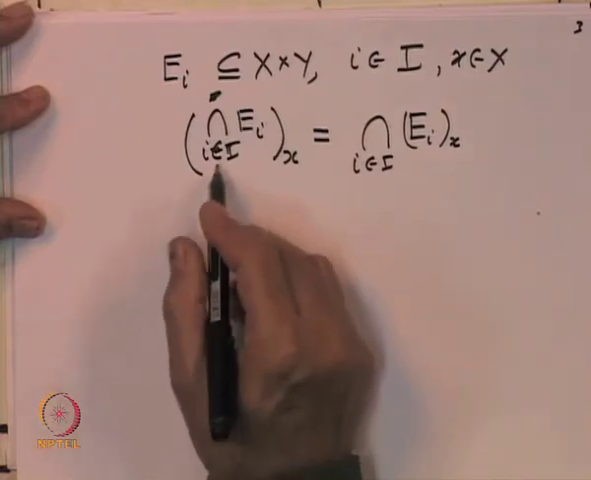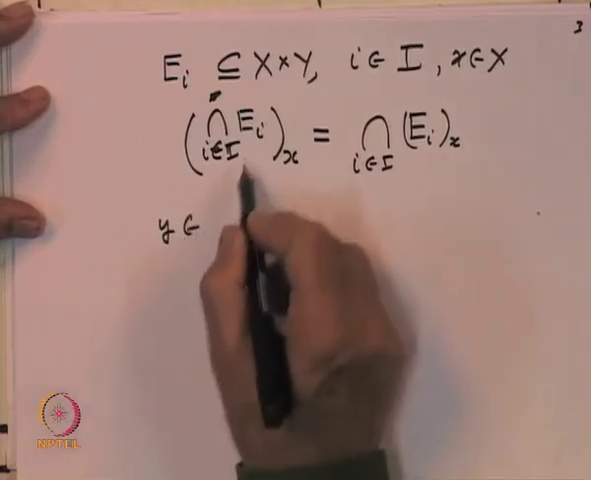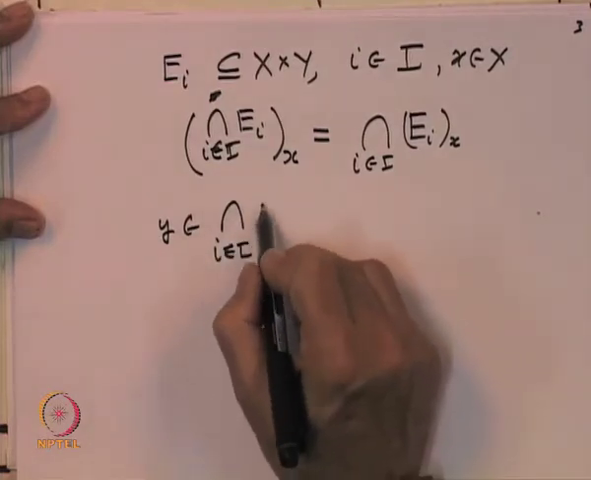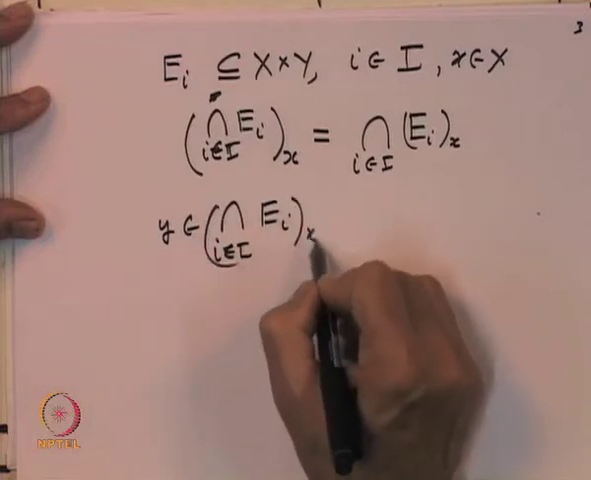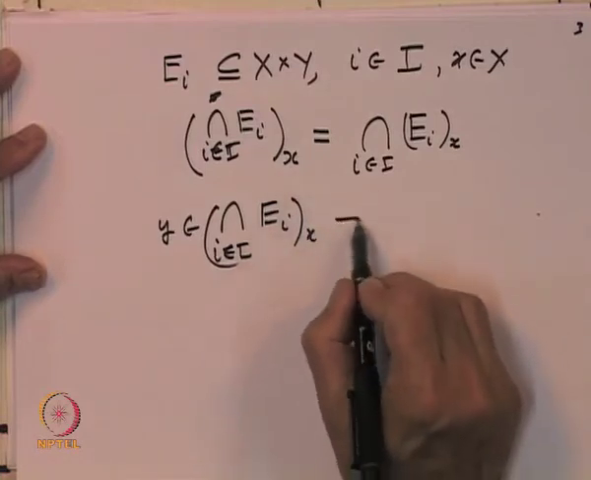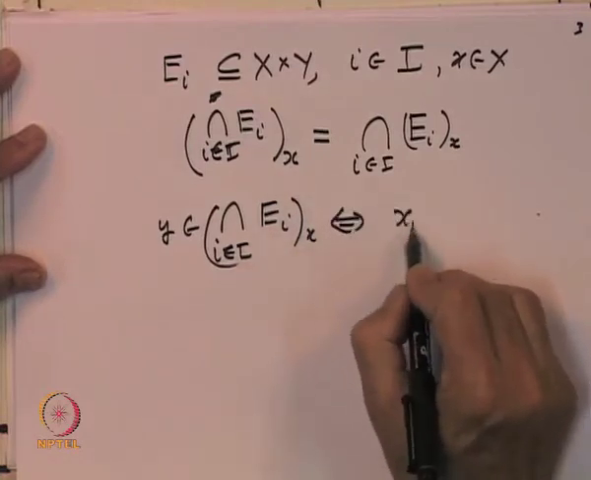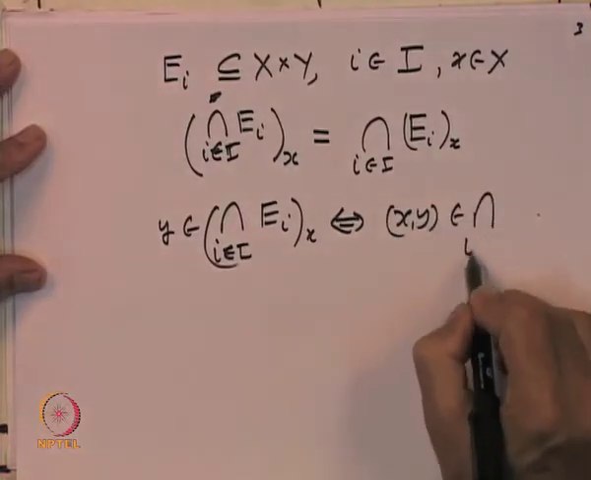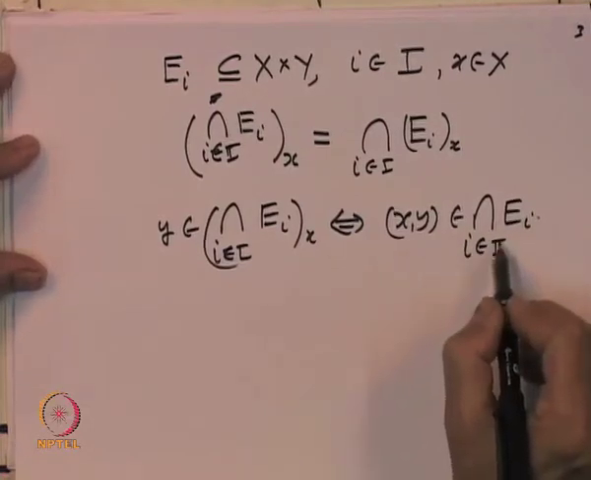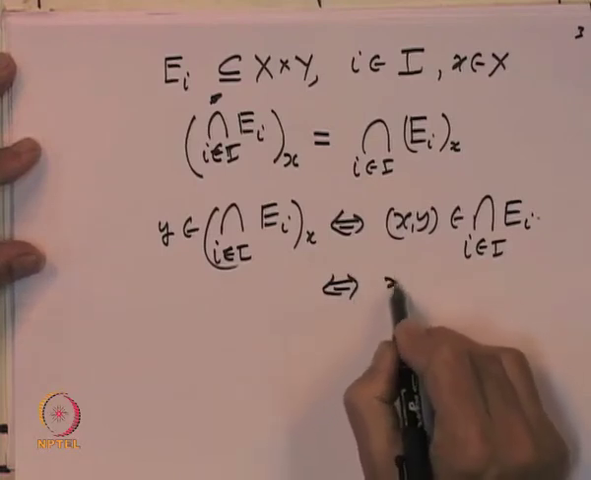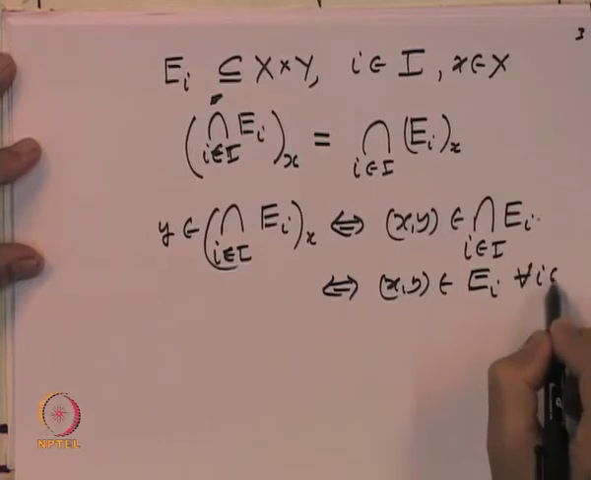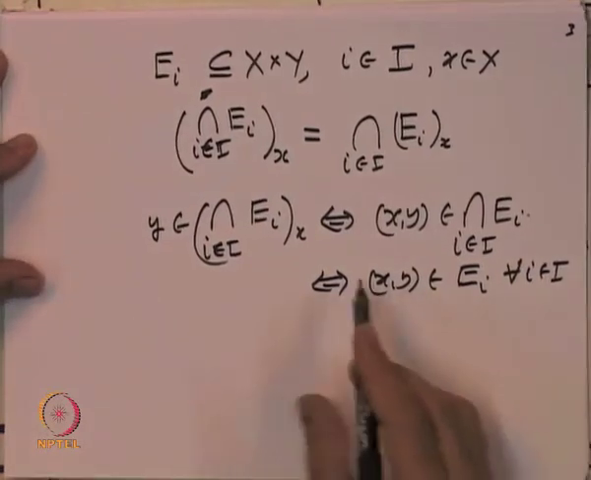So, to show this, let us take a point y belonging to the intersection over i in I of E i at x. So, let us take a point y in this set on the left hand side. That is, if and only if, the definition says that means x comma y belongs to the intersection over i in I of the sets E i. But if a point belongs to the intersection, that means that the point belongs to each one of the sets. So, it belongs to E i for every i belonging to I.